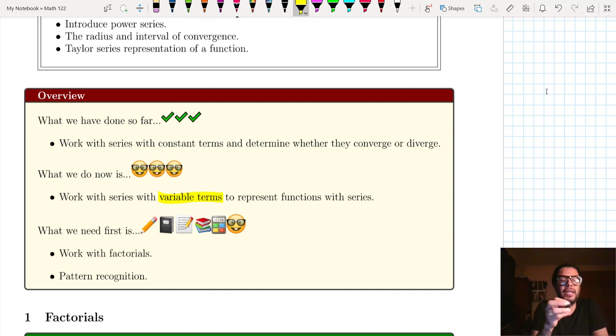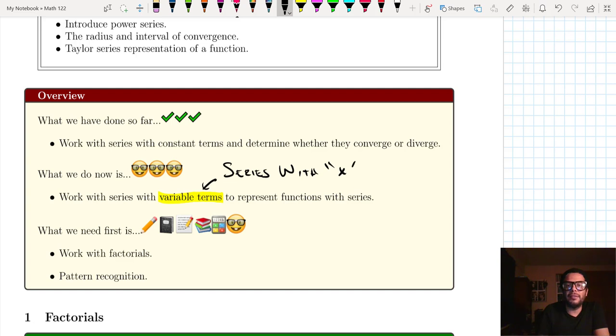With variable terms, that is, series with x in the general term, as you will see soon.